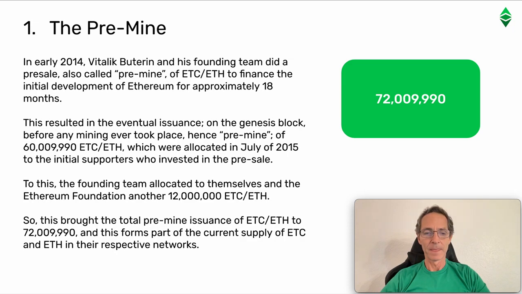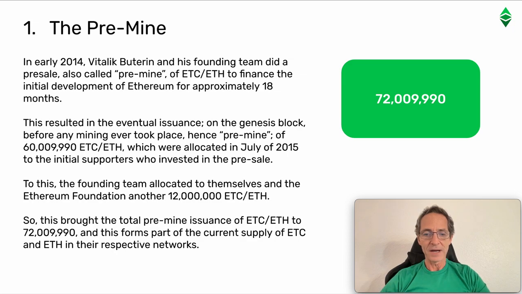1. The pre-mine. In early 2014, Vitalik Buterin and his founding team did a pre-sale, also called pre-mined, of ETC/ETH to finance the initial development of Ethereum for approximately 18 months. This resulted in the eventual issuance on the Genesis block, before any mining ever took place, hence pre-mine, of 60,009,990 ETC/ETH, which were allocated in July of 2015 to the initial supporters who invested in the pre-sale.